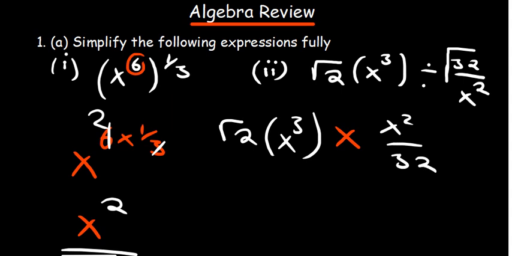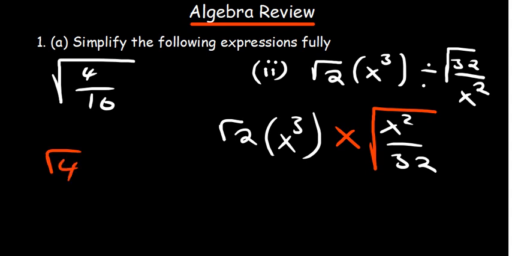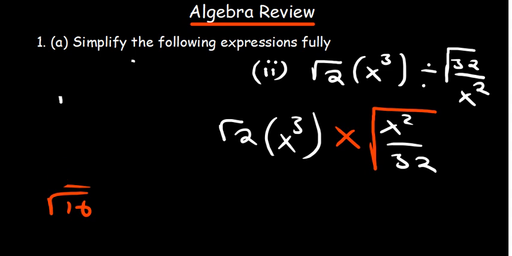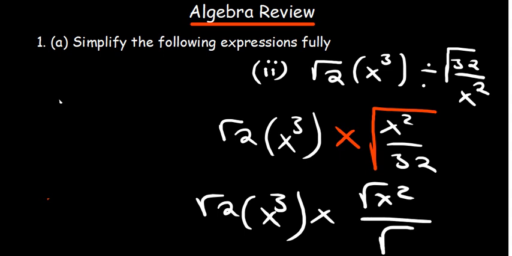Okay, so then we have the square root there. So another thing that we have to understand is whenever we're looking at the square roots, so when you have the root of, for example, 4 over 16, basically that is equivalent to the root of 4 over the root of 16. So meaning that you can distribute the square root. So the same applies to what we have. We can distribute our square roots to what we have. So we have root of 2, we have x to the power 3 multiplied by root of x squared over root of 32.